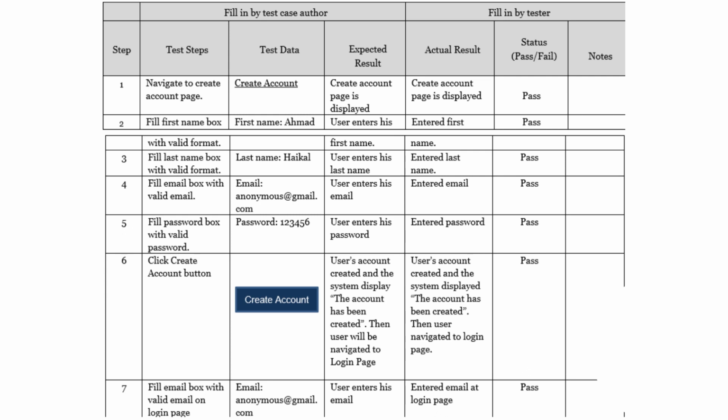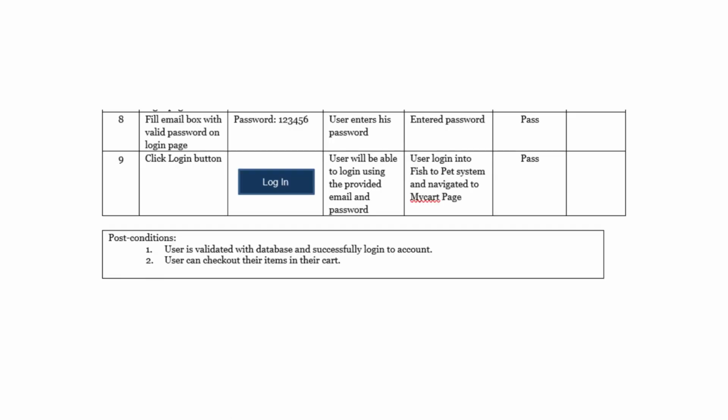Status pass. Next step, fill the email box with a valid email on the login page, for example, email anonymous@gmail.com. Expected result, user enters his email. Status pass. For the next step, the user will fill the password box with a valid password on the login page, for example, 123456. The user enters his password.